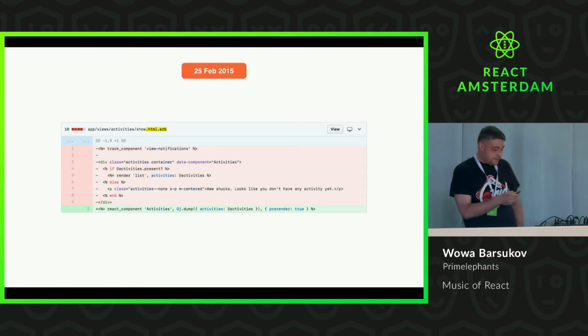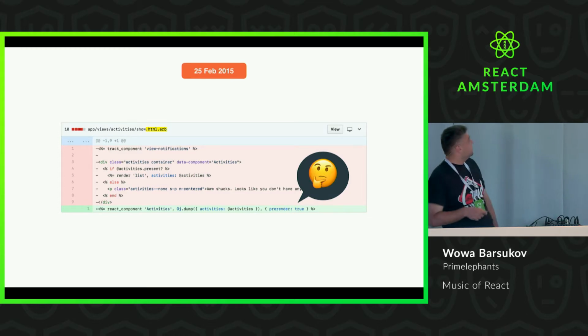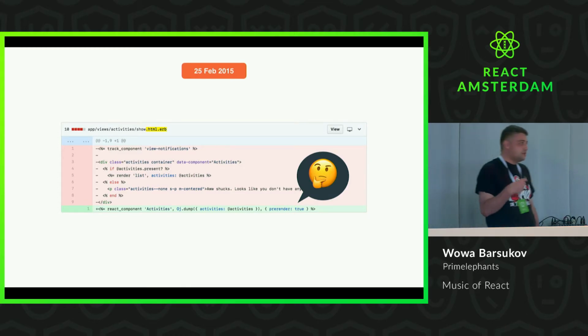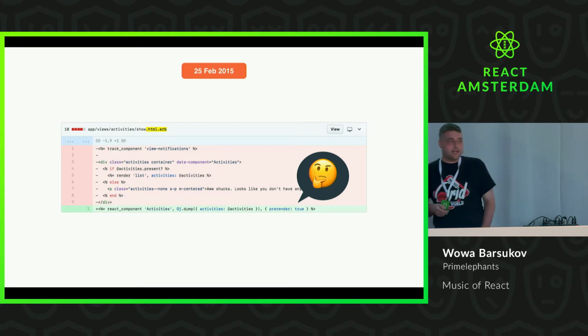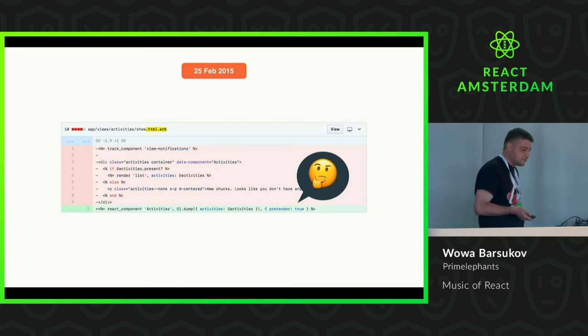We used a very interesting React component. And back then, we had this little piece here which says prerender true. The idea of prerender true is that we want server-side rendering. Why? Because React does server-side rendering. This was one of the selling points back then.